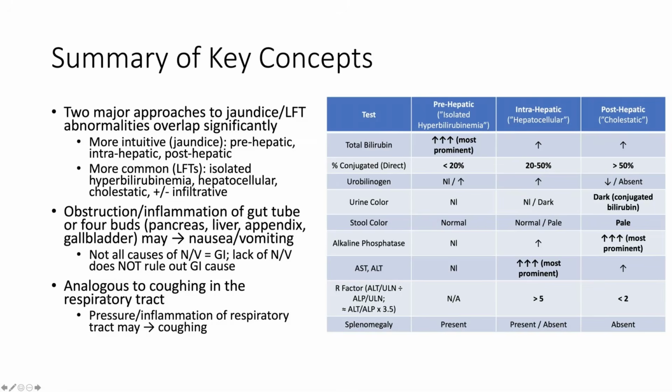It's also really useful because you can use this as an analogy to think about coughing. Again, I always had a really hard time thinking about what would cause coughing. What's a good systematic way of thinking about coughing? In the same way that obstruction or pressure or inflammation of the gut tube or its derivatives can cause nausea and vomiting, basically the same thing in the respiratory tract can cause coughing, right?